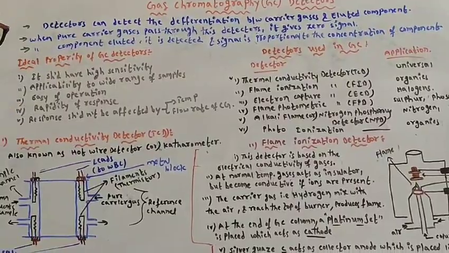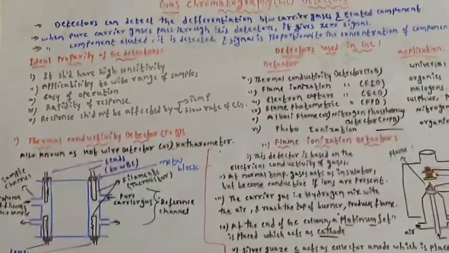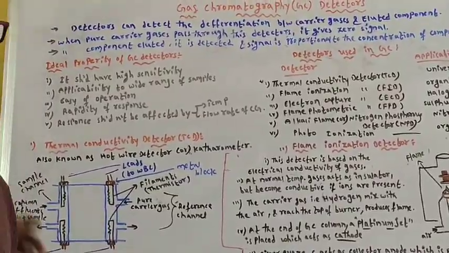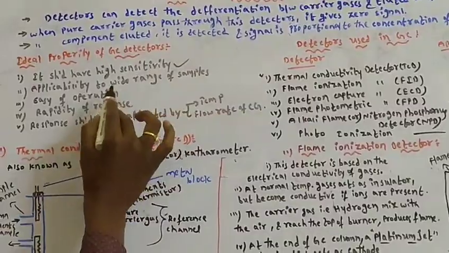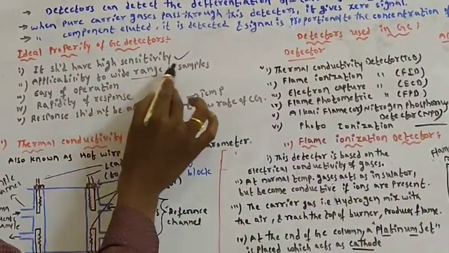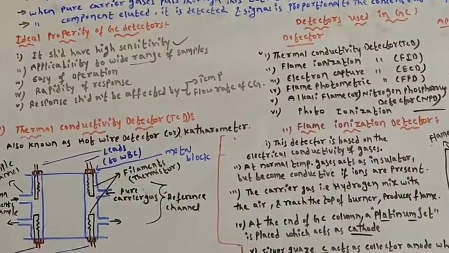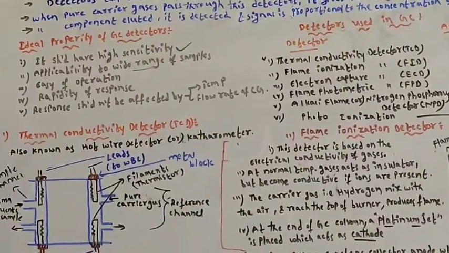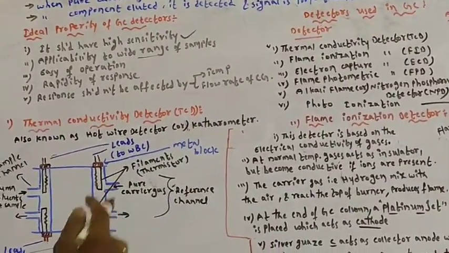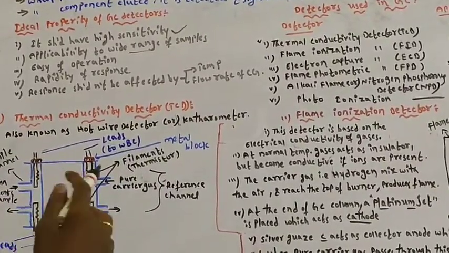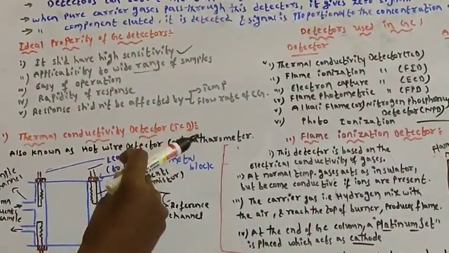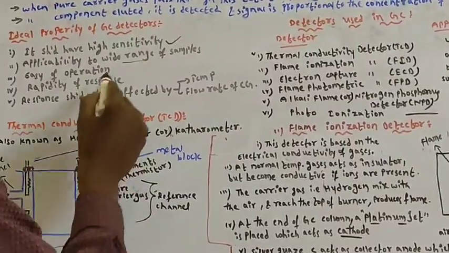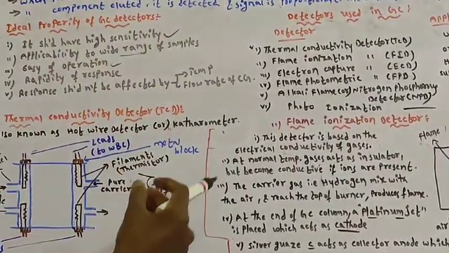Then, ideal properties of gas chromatography detectors. What are the ideal properties? First, it should have high sensitivity and be applicable to a wide range of samples, meaning many kinds of samples can be detected by using gas chromatography. High sensitivity means even a very small microgram sample should be detected. And it should be easy to operate, meaning the detector should be easy to handle.